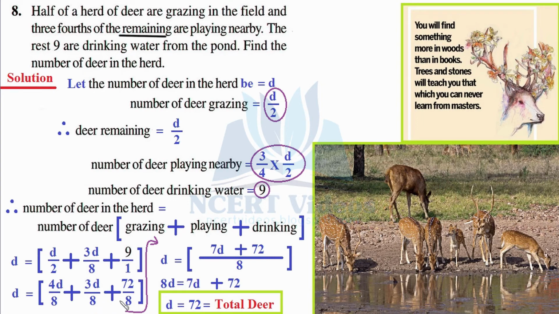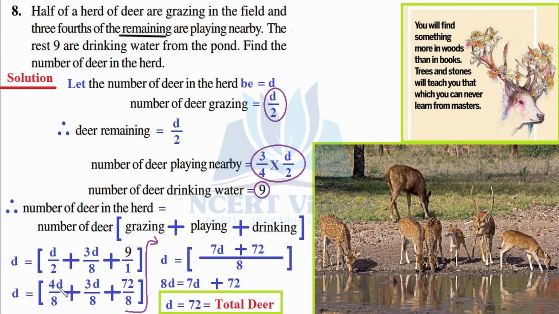Now, since the denominators are the same, we can operate on it. But here is a problem. We can only operate on these two because they have the same variable and we can add their coefficients. But this cannot be added because it is a constant. Here we do not have a variable, especially a variable d, because constants and variables cannot be added up. This you learned very well from your previous standards. So let's solve it further.